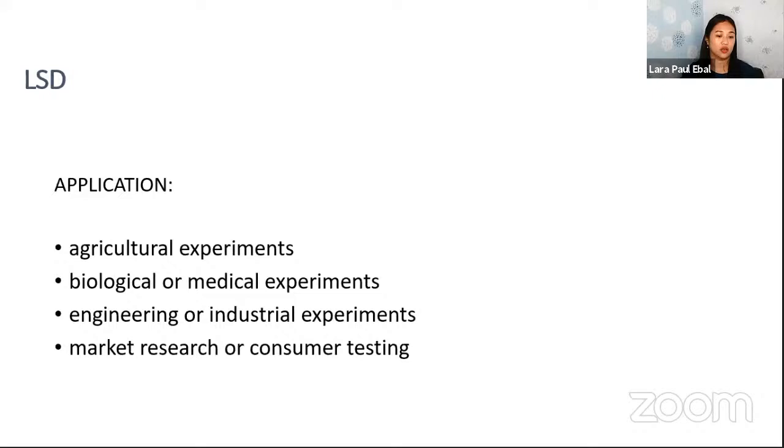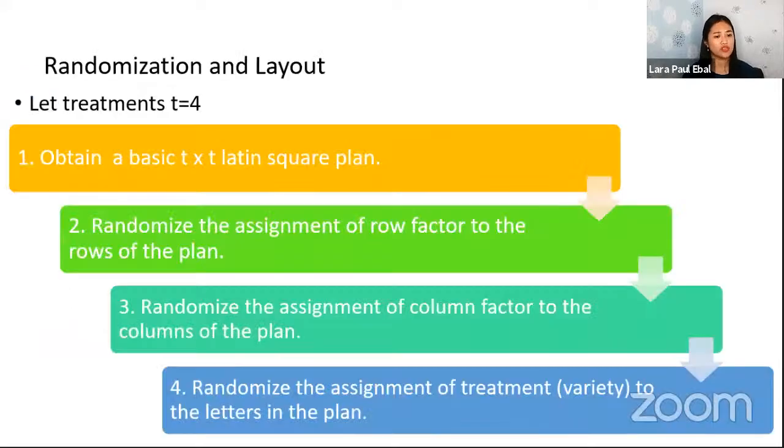It can be used in agriculture experiments, biological or medical experiments, engineering, or in market research. Then we have the randomization. The discussion follows the same pattern: there's a CRD, RCBD, and Latin square. We have the randomization, then the ANOVA, and then the test of hypothesis.